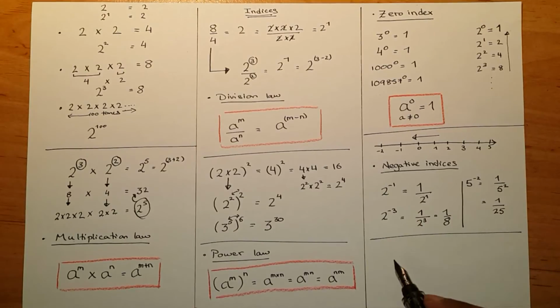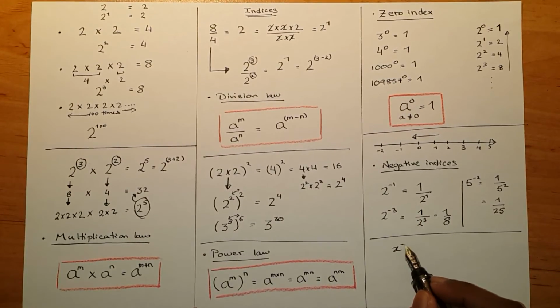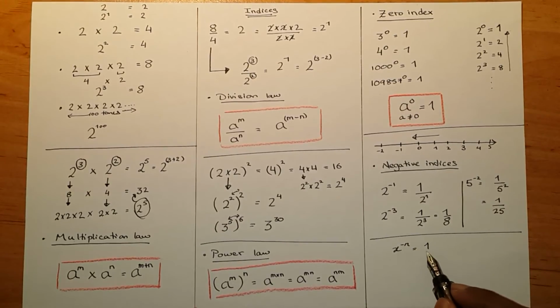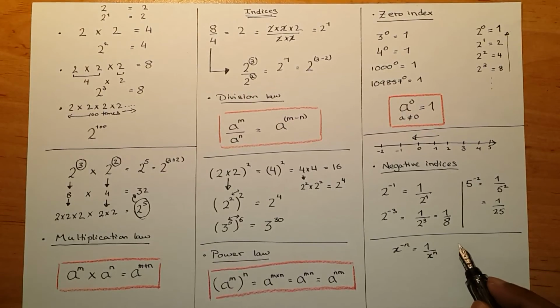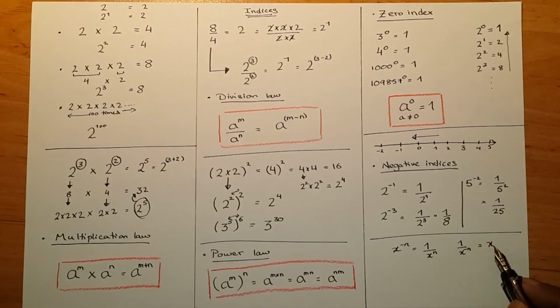From that, we can write that a certain number x to the power of minus n equals 1 over x to the power of n. The same thing is true if we had 1 over x to the power of minus n; we bring it up, and it gives us x to the power of n.